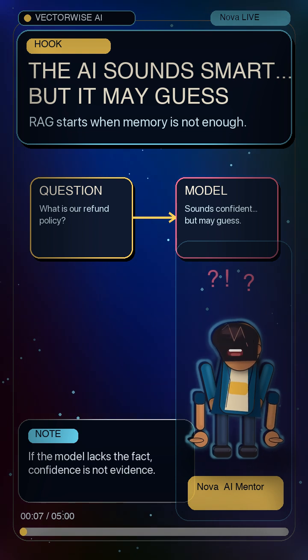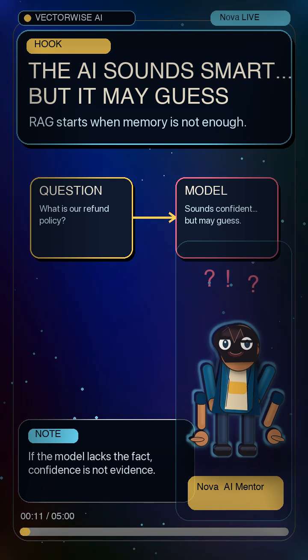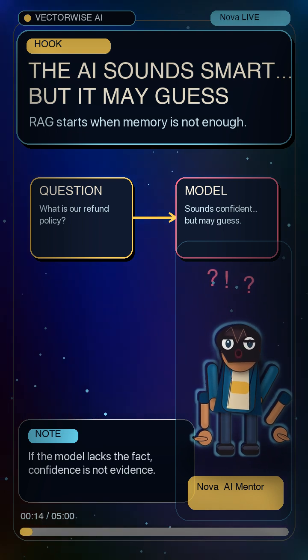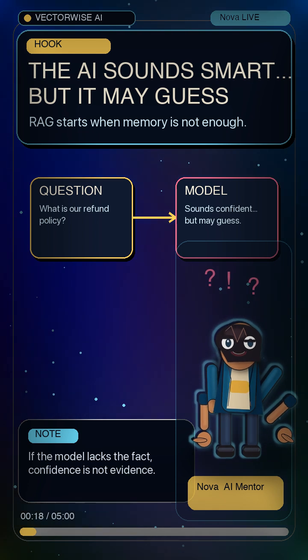Imagine you hired a brilliant assistant, but the assistant has one problem. It only knows what it learned before training finished. If you ask about your private handbook, your newest pricing sheet, or a support ticket from this morning, it may guess. That is the pain RAG fixes.